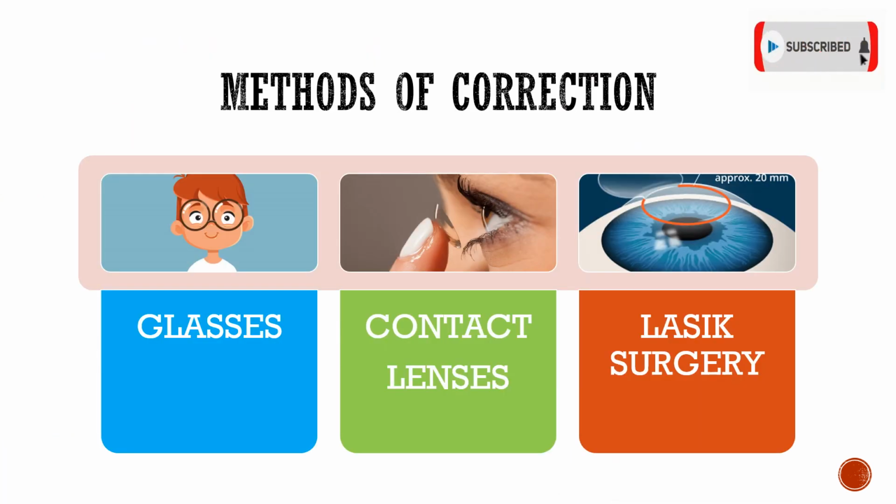The conventional methods of correction are usually glasses. The second one is contact lenses. When the patient feels glasses are cosmetically unacceptable, they can go in for contact lenses. And the third option is LASIK surgery, where some amount of corneal tissue is removed to compensate for the refractive errors. We'll see this in detail in our later videos.